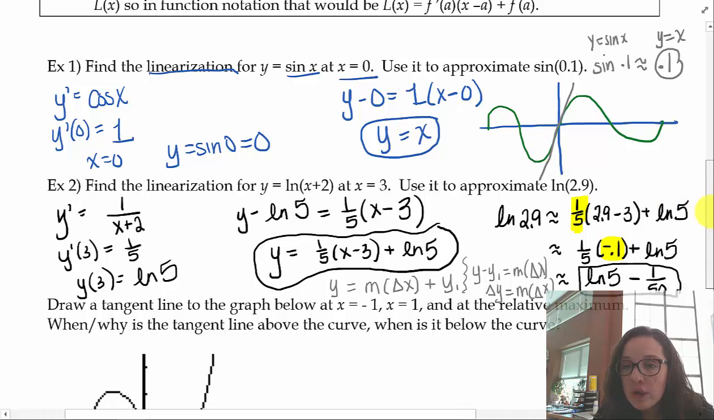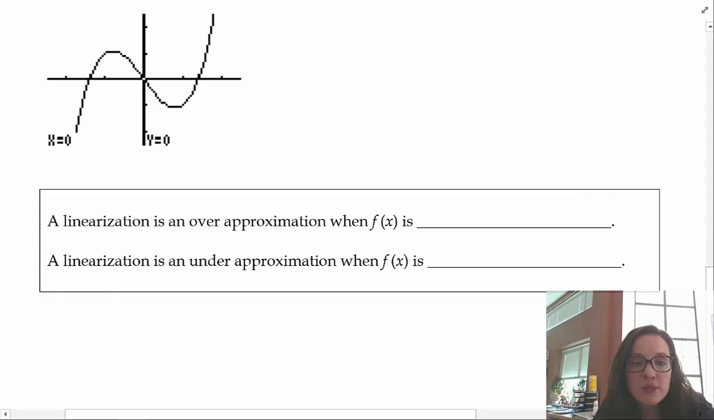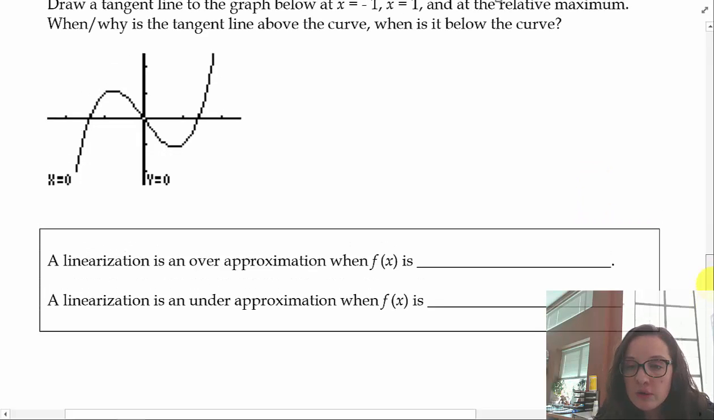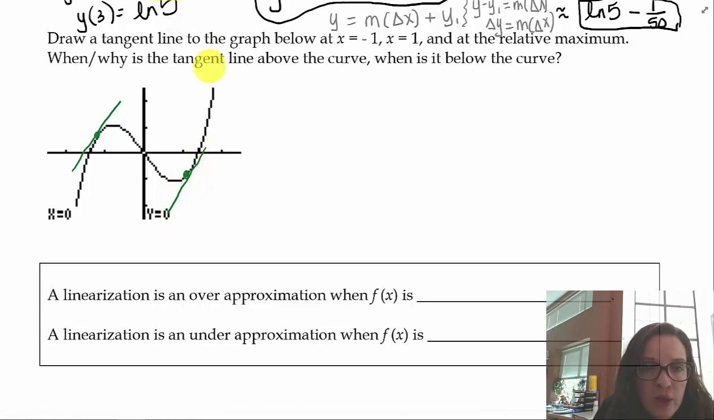Okay. Draw a tangent line to the graph at -1, 1, and at the relative min and max. So here's -1. There's a tangent line. Here's 1. There's a tangent line. And at the relative max, there's a tangent line.